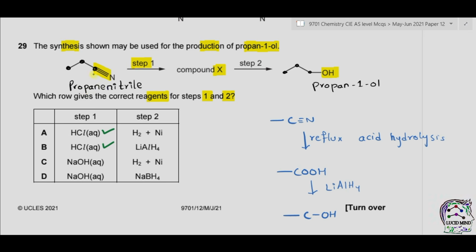So in the first step, propane nitrile is converted into carboxylic acid by using HCl, H2O and reflux. The product formed will be CH3CH2COOH, which is carboxylic acid, along with the salt of nitrogen. Then in the second step, we are going to use LiAlH4, which is going to convert this carboxylic acid back into primary alcohol. Correct answer is therefore B.